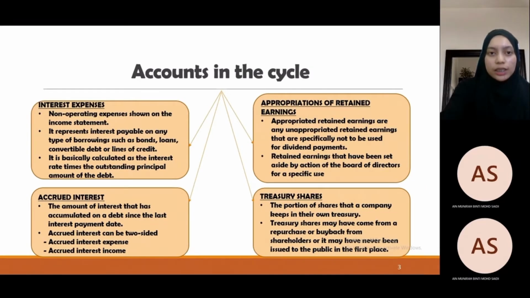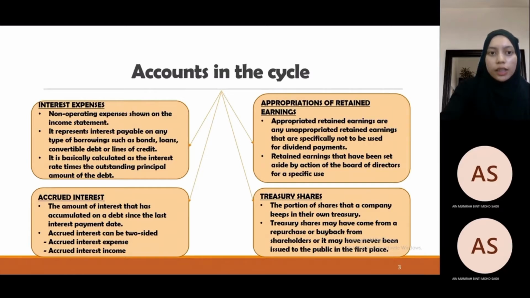For interest expense, it is a non-operating expense shown on the income statement and represents interest payable on any type of borrowing such as bonds, loans, convertible debt, or lines of credit. It is basically calculated as the interest rate times the outstanding principal amount of the debt. For accrued interest, it is the amount of interest that has been accumulated on a debt since the last interest payment date. Accrued interest can be two sides, which are accrued interest expense owed by the borrower or accrued interest income on customer deposits owed by the bank.